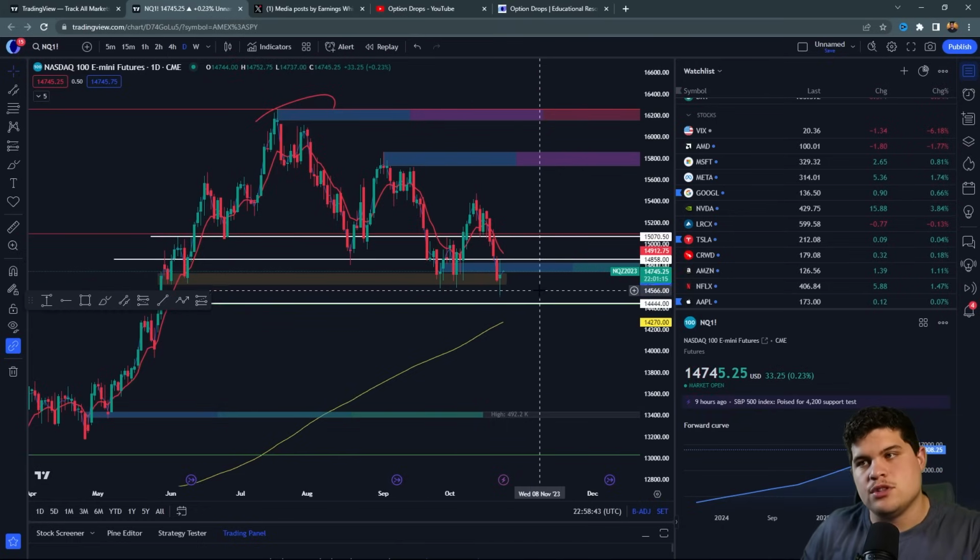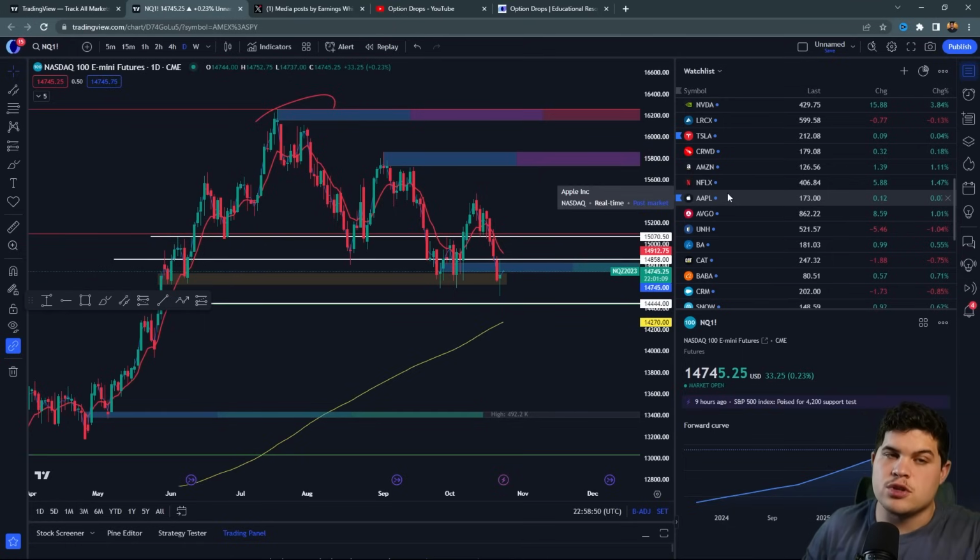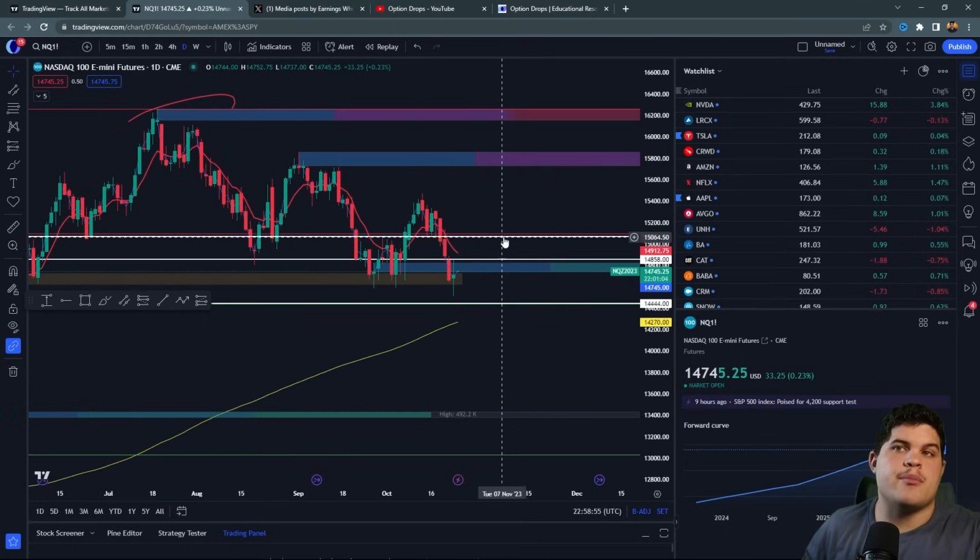But again, what does it come down to? Can the Nasdaq hold below 14.6? Number one. Can SPY continue to break down and hold below the 200 SMA? Number two. And then ultimately, how do earnings perform? Which I cannot predict, right?